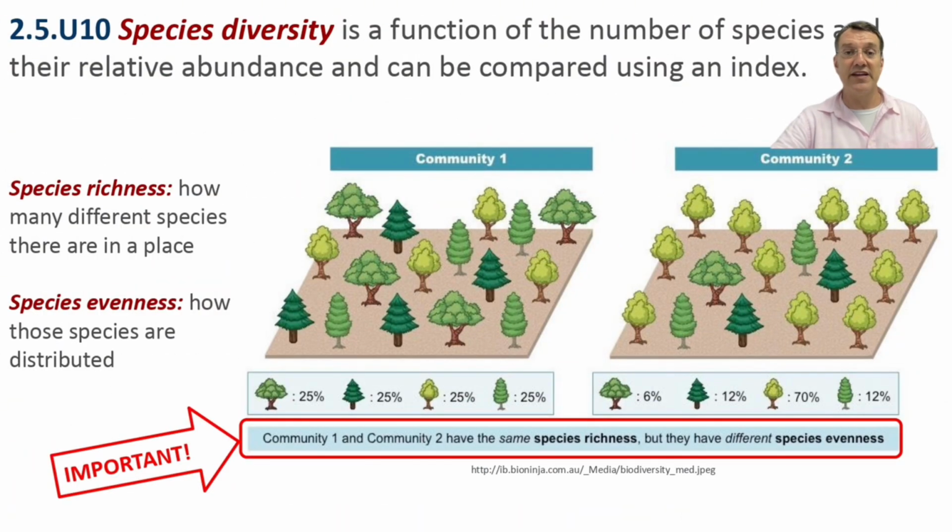This visual perfectly illustrates the difference between species richness and species evenness. Both communities contain 4 tree species, but Community 1 has equal numbers of each, that's high evenness, while Community 2 is dominated by yellow trees. That means that Community 2 has low evenness. This distinction matters ecologically. Diverse, even communities usually show greater stability and resilience to disturbance.